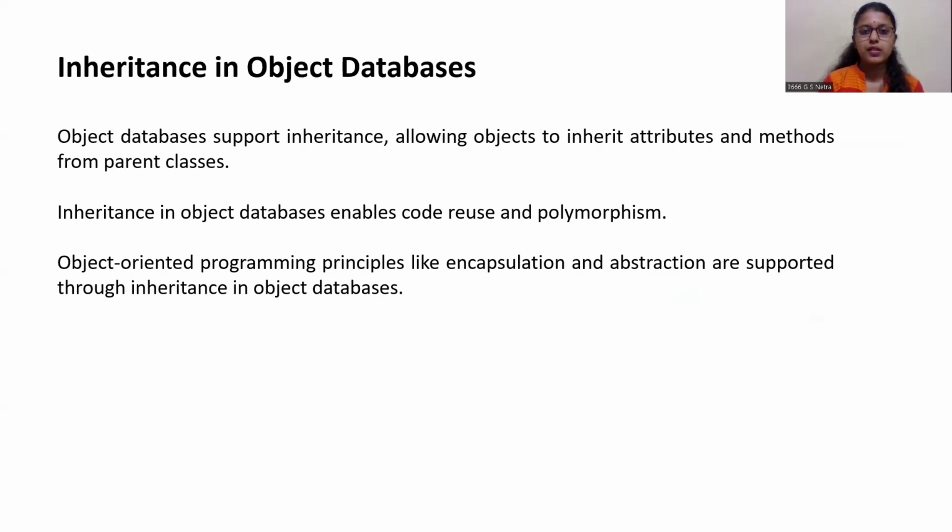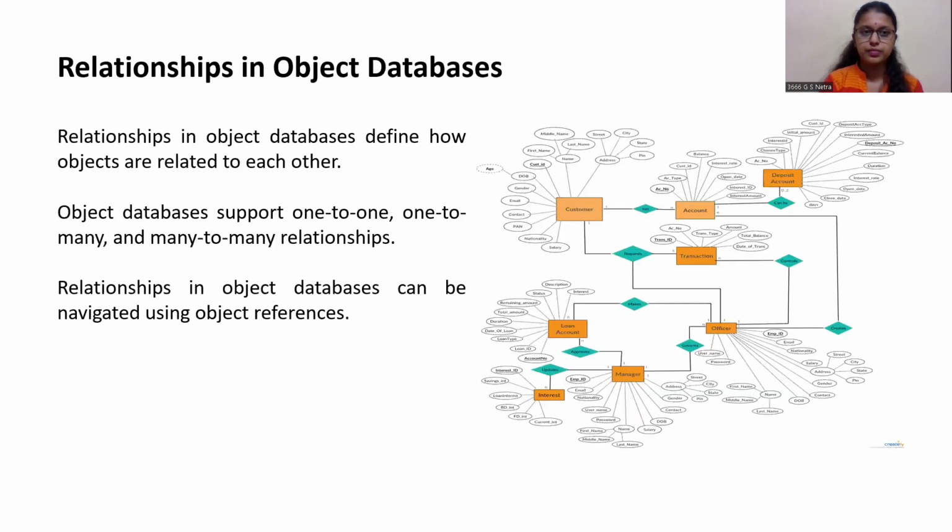Next is inheritance in object databases. Object databases support inheritance, allowing objects to inherit attributes and methods from parent classes. Inheritance in object databases enables code reuse and polymorphism. Object-oriented programming principles like encapsulation and abstraction are supported through inheritance in object databases.